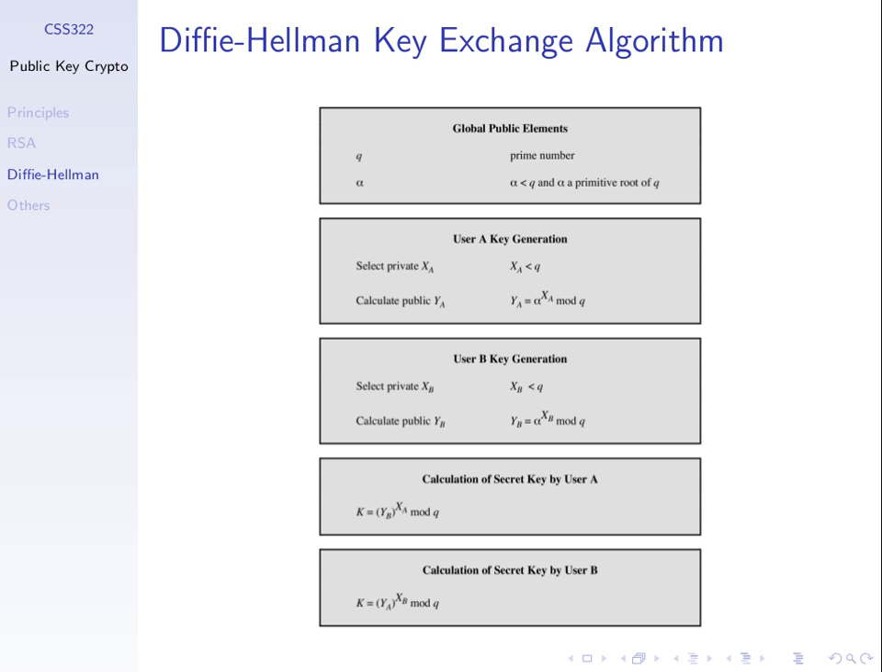And they are the same. That is, KA equals KB. It's just alpha to the XA times XB mod Q. So that's why we get the same values of K. That is, they get the same secret value. Any questions on that before we look at the attacker?